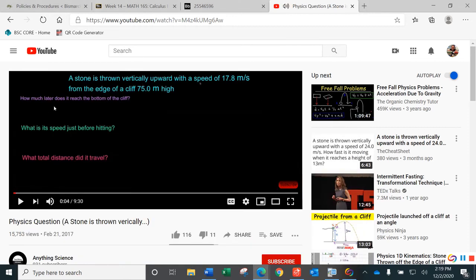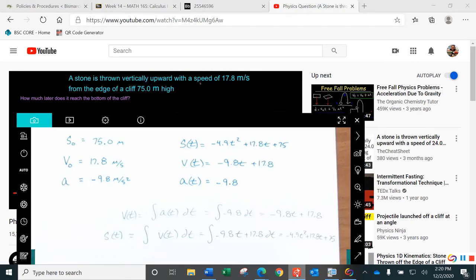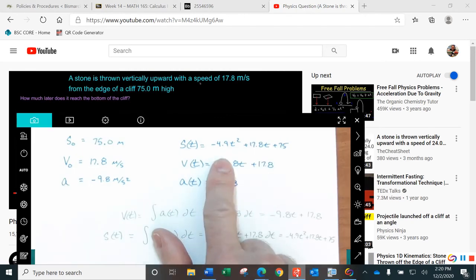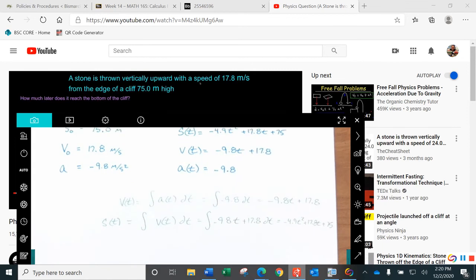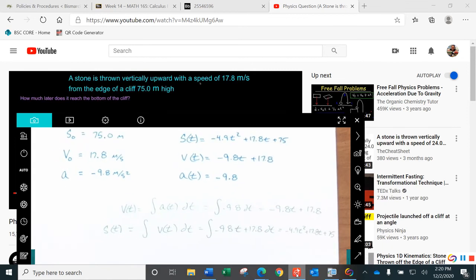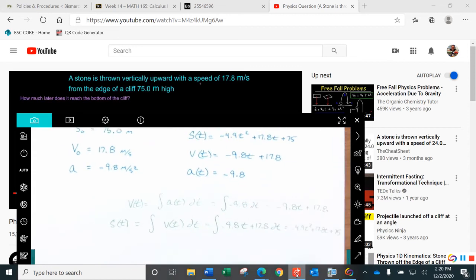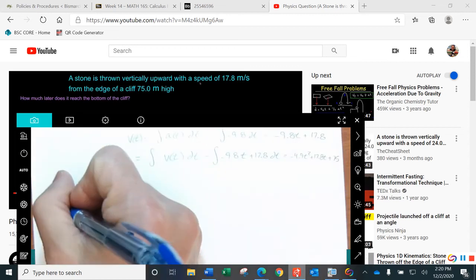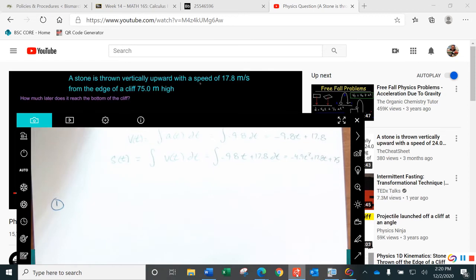All right, so how much later does it reach the bottom of the cliff? To answer this first question, I'm going to say the position is going to be 0. If I have declared it at 75 meters high initially, we're going to look for when it's 0. So grabbing my position function and setting that equal to 0, let's take that position function. I'll just steal it right here. I'm going to title this question number 1.